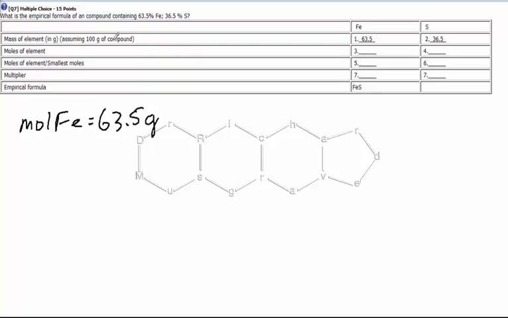And what we're doing here is we're assuming that if these are percentages, if we had 100 grams of compound, this would be the mass of iron, and this would be the mass of sulfur. So we've got grams of Fe here, times, we'll have grams of Fe on the bottom to cancel, put moles of Fe on top. Relationship, 1 mole of Fe, 55.85 grams of iron.